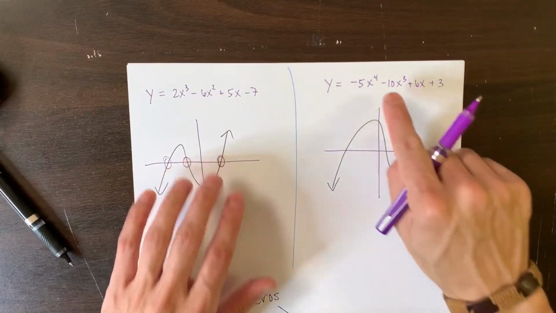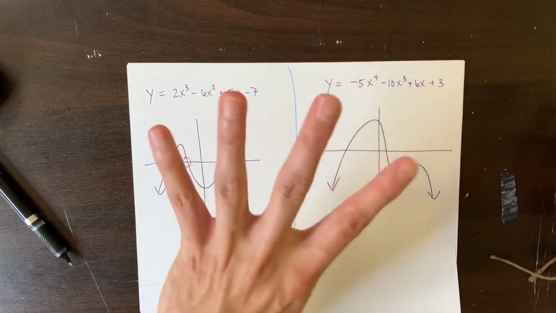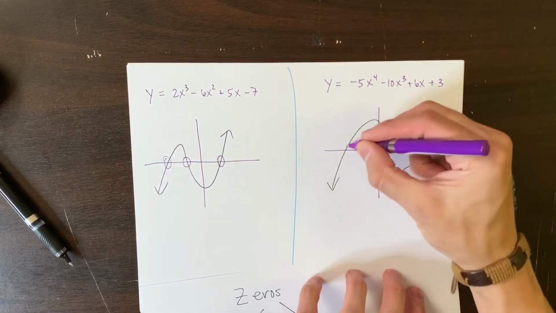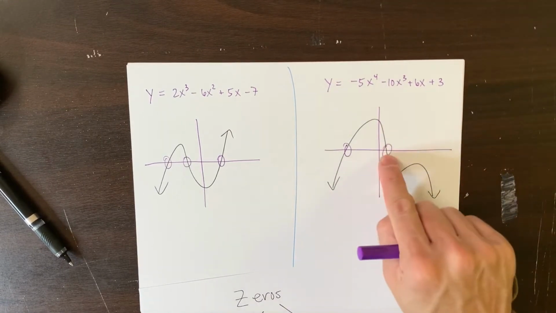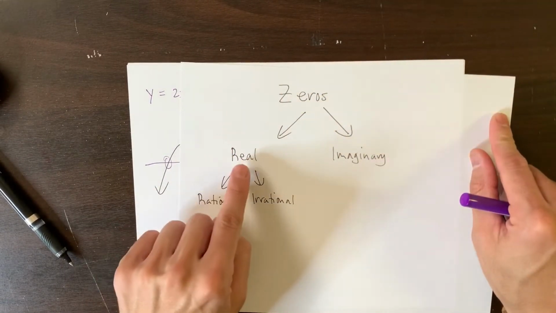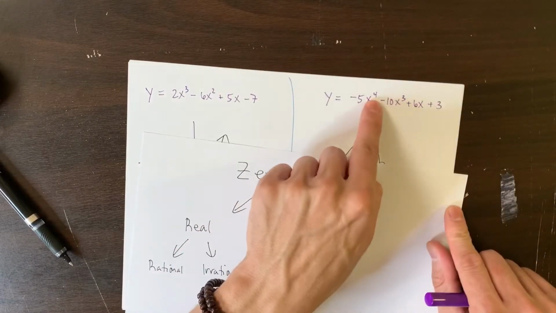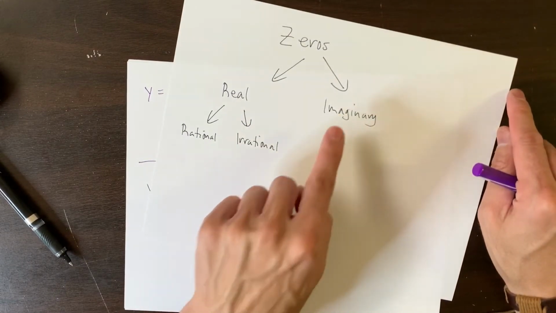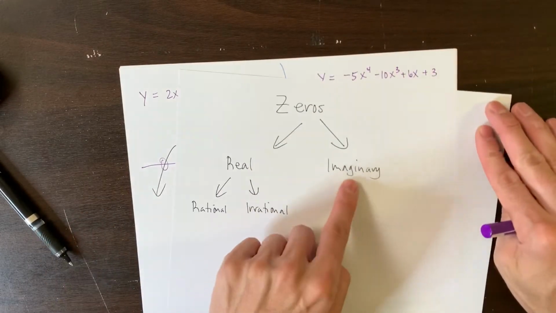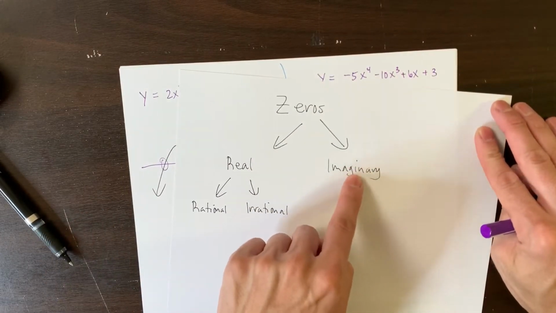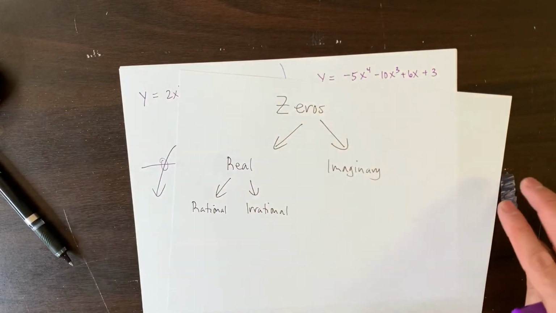This one here, the degree is 4. So you owe me 4 answers. I have 1 answer there. I have another answer there. So I can see 2 of them. So 2 of them are real. But since you owe me 4, that means that 2 more are going to be imaginary. I can't see them, obviously, because they are imaginary. How do I find the 2 missing zeros? We'll get into that in just a moment.